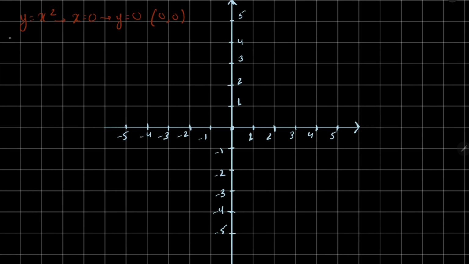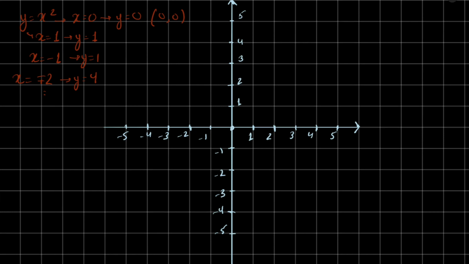For x equal to 1, y is equal to 1. For x equals to minus 1, y is also equal to 1. For x equal to minus and plus 2, y will be equal to 4, and much more. So let's plot now those points and join them in order to find the shape of this curve.